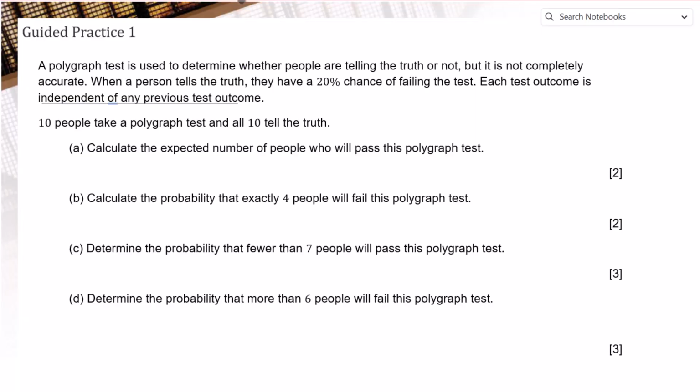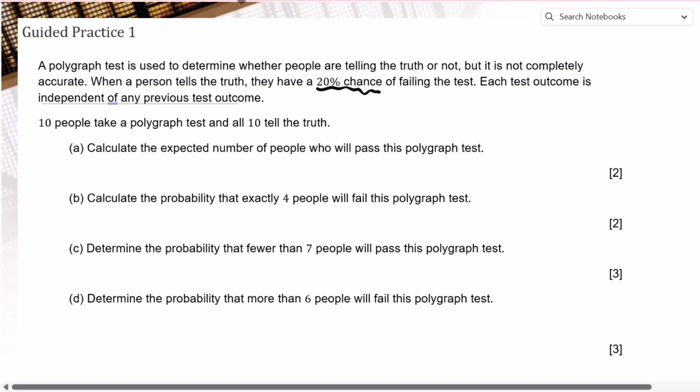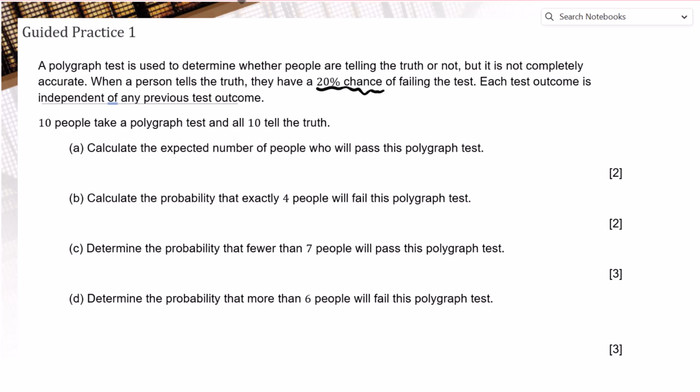This video is about binomial distribution. A polygraph test is used to determine whether people are telling the truth or not, but it is not completely accurate. When a person tells the truth, they have a 20% chance of failing the test. Each test outcome is independent of any previous test outcome.